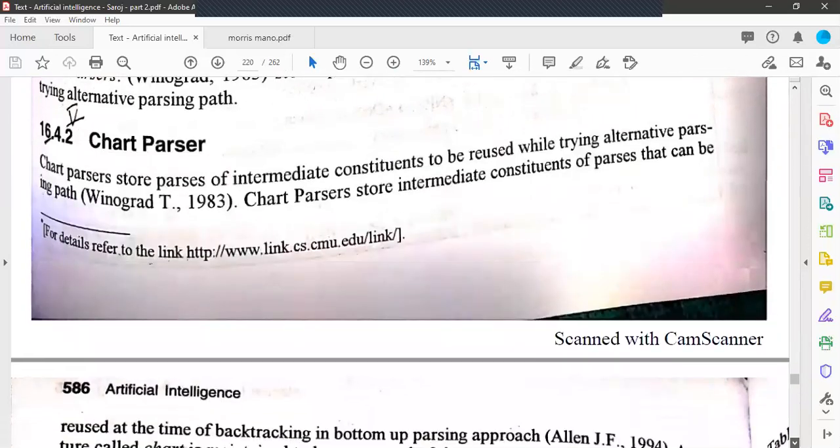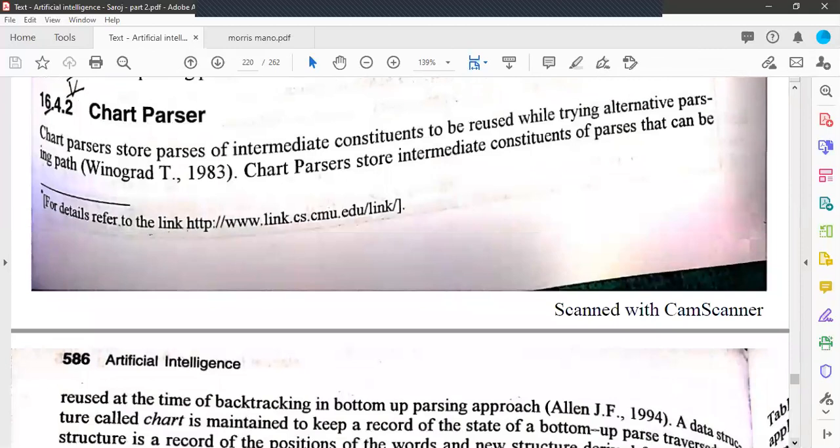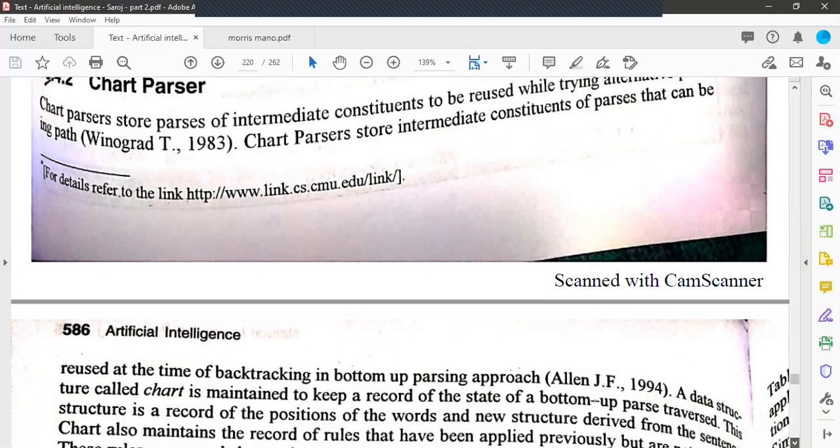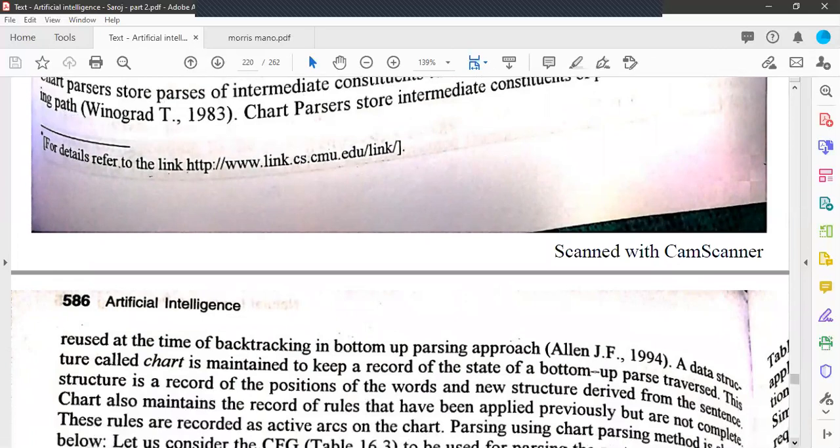Going ahead, chart parser. Chart, you create charts. Chart parser mainly deals with charts. And thus it got its name as chart parser. It stores parses of intermediate constituents to be reused while trying alternative parsing path. And chart parsers store intermediate parses.